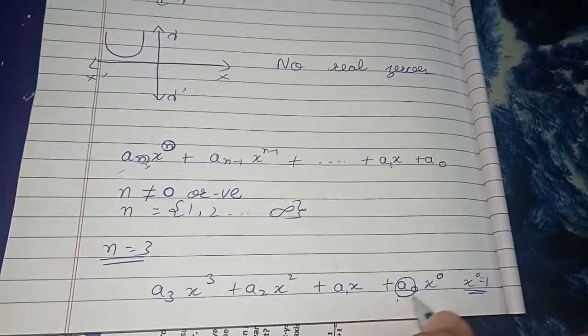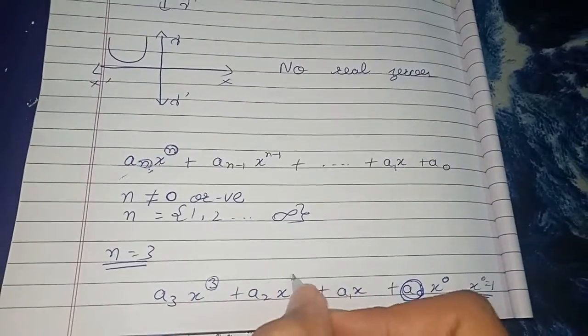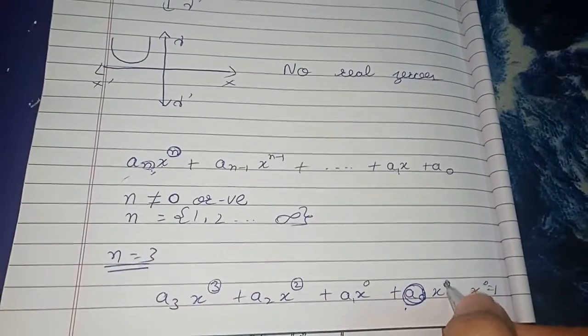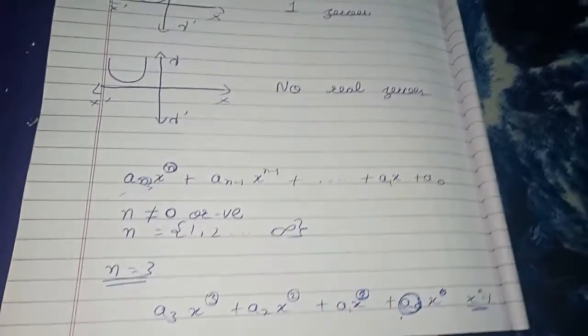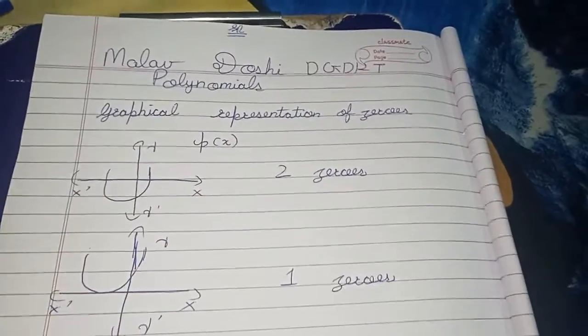It shows that this is the constant term. This is the constant term. So here the degree decreases gradually. Okay, now let's come to the first topic, which is the graphical representation of zeros.